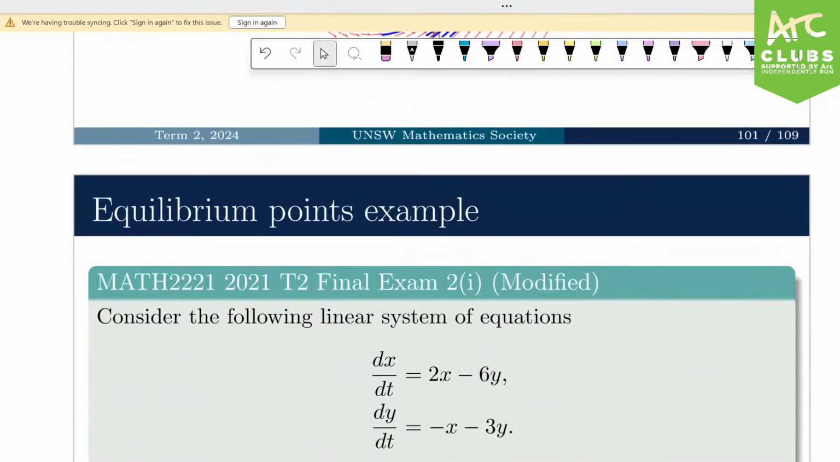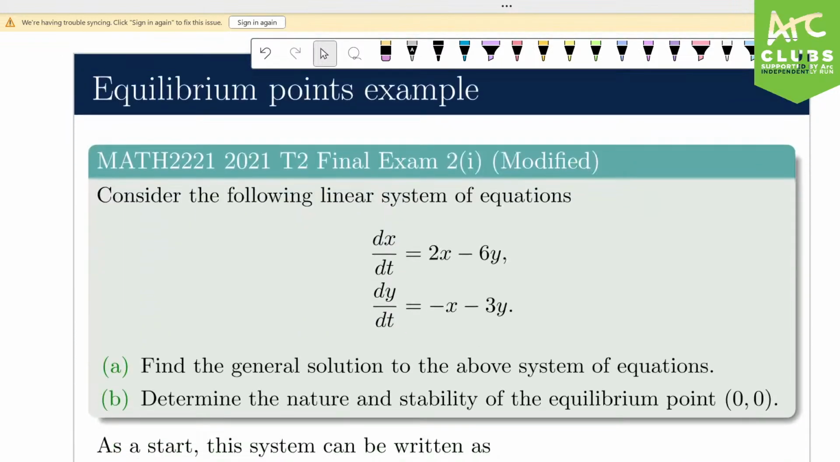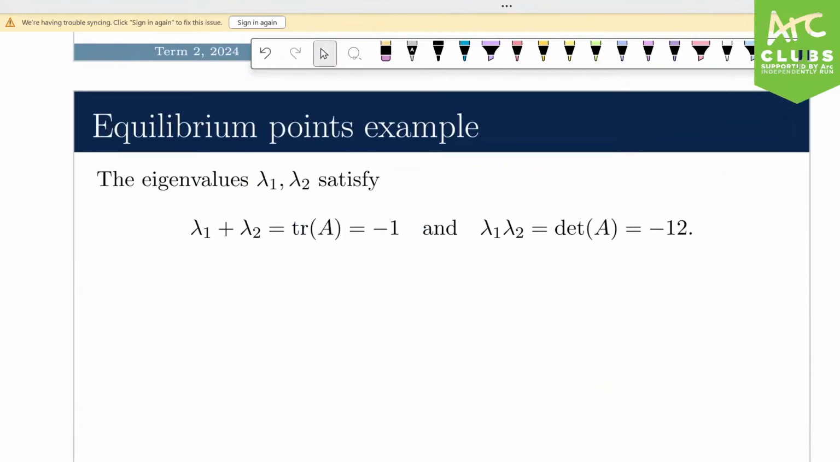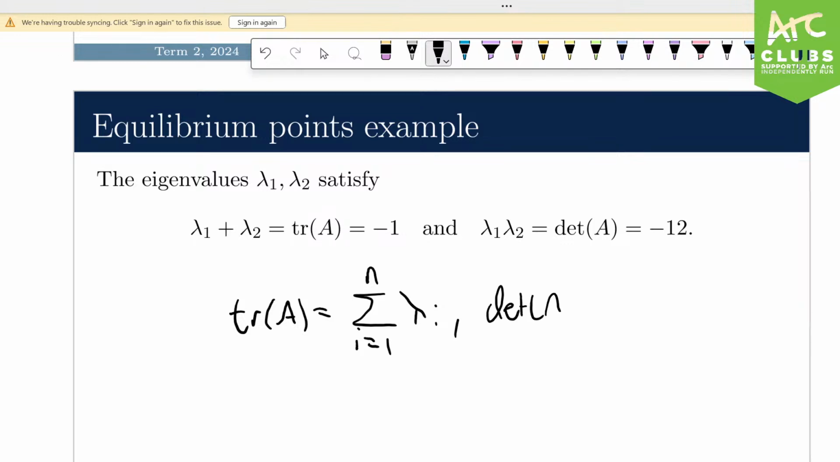But we want to find the general solution, so we look for the eigenpairs. We write this in matrix form. The way that we've done this is we've just ripped the coefficients from here, here, here, and here, and thrown them into a matrix, like that. Now we just look for the eigenvalues of the matrix. So we can use the trace determinant method. This is a nice little linear algebra fact: the trace of a matrix is the sum of the eigenvalues, and the determinant of the matrix is the product of the eigenvalues.